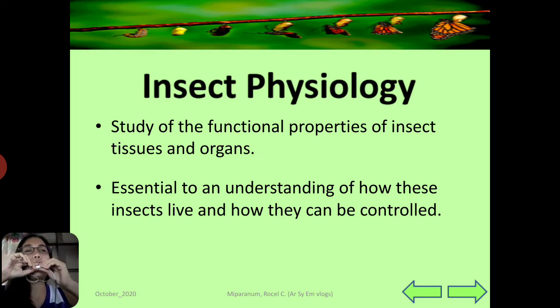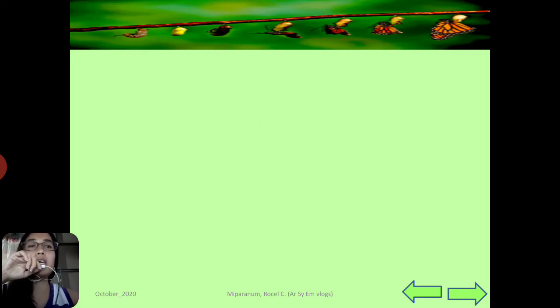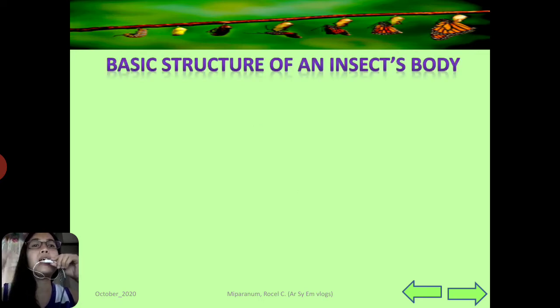But before we proceed to the thorough discussion of how these insects grow, develop, and reproduce, let us first review the morphology of insects by viewing the basic structure of an insect's body. Since insects are arthropods, with a segmented body, let us first review the major body regions of an insect.